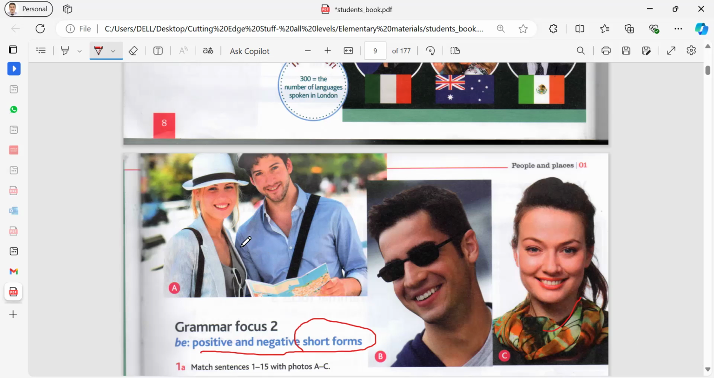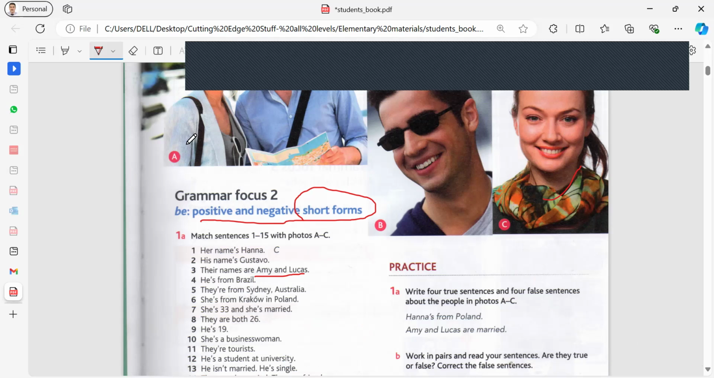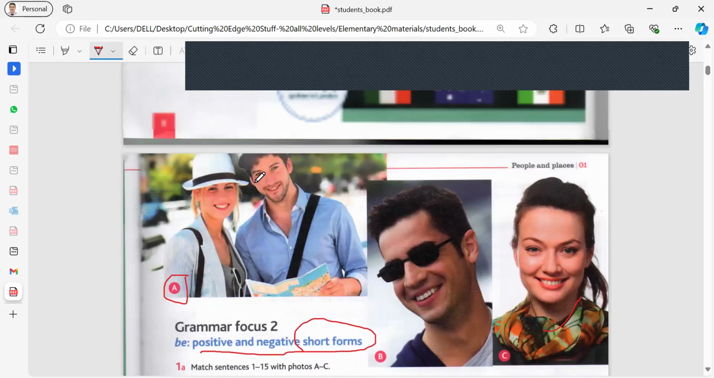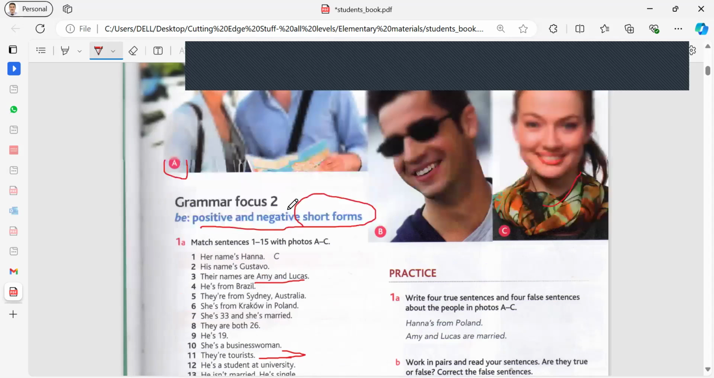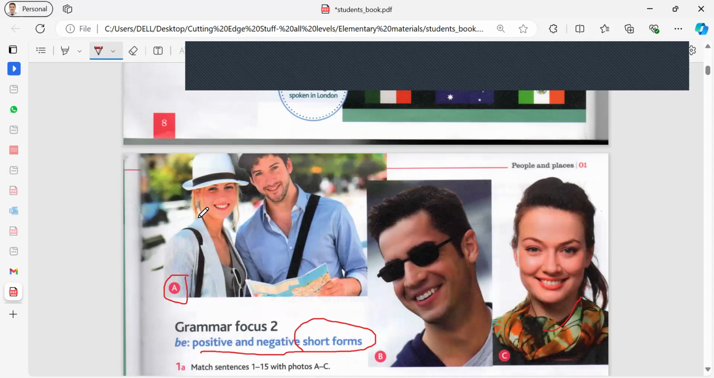Okay. Picture A. What do you know about the people in picture A? They are Amy and Lucas. They're from Sydney. Okay. They're both 26. They're friends. Excellent. And where are they? They are in Europe. Okay, they are tourists. They are tourists where? In Europe. In this picture, they are tourists in Europe.